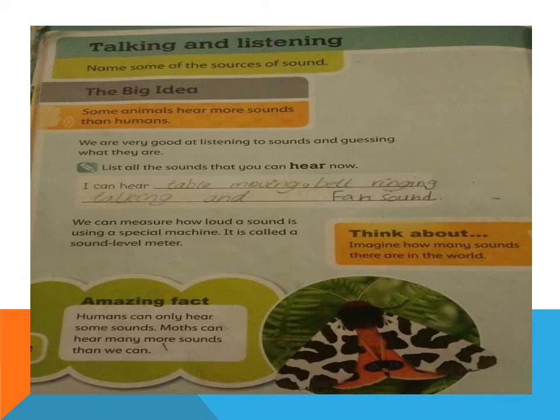I have written the sounds which I can hear. So I am telling you what sounds I am hearing right now, and I have written those sounds in these lines. I can hear a table moving sound right now, and I was also hearing a bell ringing sound, talking, somebody talking next to me, and there is also a fan sound where I'm sitting. So what sounds are you hearing right now, can you share?